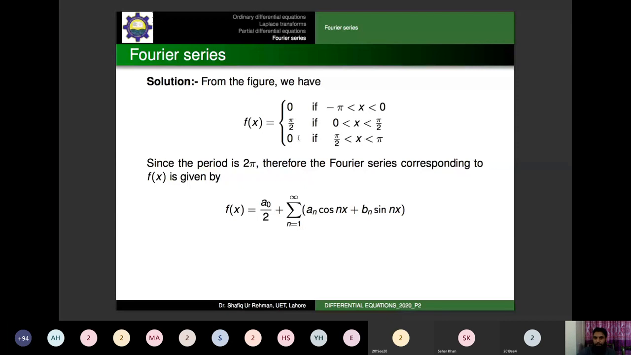Now all we need to do is calculate a naught, an and bn. This is the series. Formulas are there. A naught is there from minus pi to pi. The difference from the previous example is that now minus pi to pi is to be split into three intervals: minus pi to 0, 0 to pi by 2, and then from pi by 2 to pi. The corresponding values of the function are 0, pi by 2, and then 0. So this is how you will handle this.